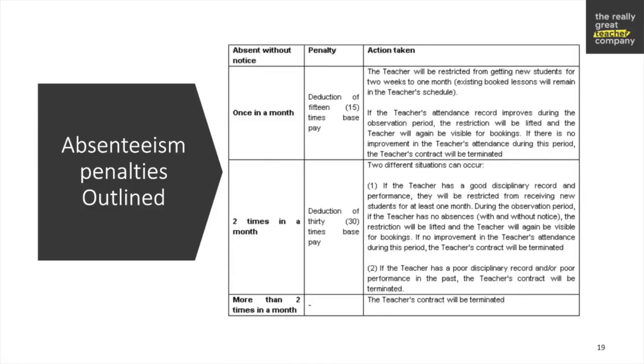Let's talk about absenteeism. For absenteeism, we have an absent without notice penalty. If you are absent without notice once in a month, there will be a deduction of 15 times your base pay. If it happens twice in a month, there is a deduction of 30 times your base pay. And if it happens more than twice in a month, the contract of the teacher will unfortunately be terminated.